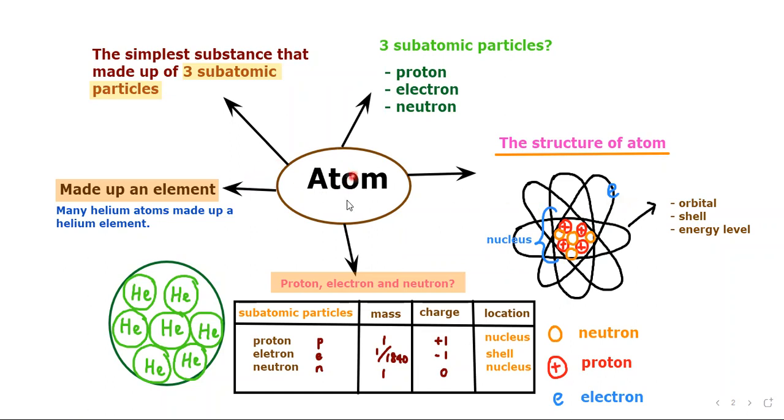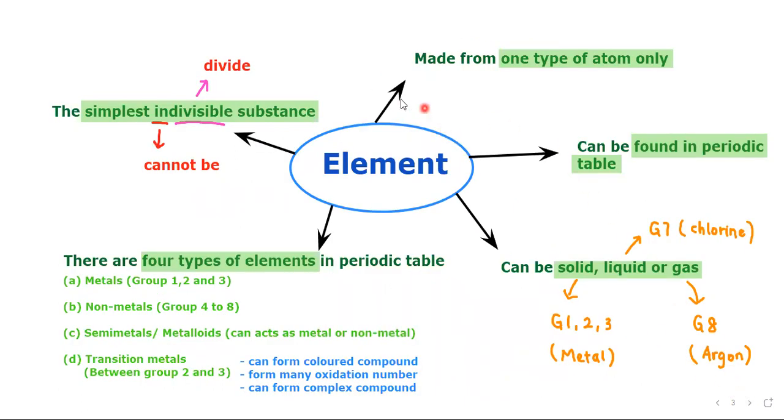Okay, now we're going to see more about atoms. You can see atoms make up elements. Based on this picture, you can see there are a lot of helium atoms that make up a complete helium element. You can see a lot of this structure of helium atoms together forming a complete helium element. So this is atoms. Now we are going to see about elements.